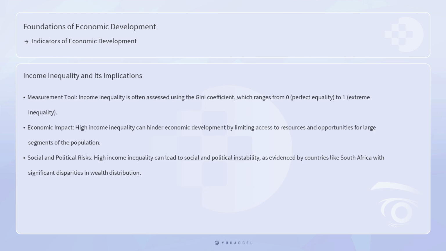Income inequality is another important measure, often assessed using the Gini coefficient. The Gini coefficient ranges from 0 to 1, with 0 representing perfect equality and 1 indicating extreme inequality. High income inequality can hinder economic development by limiting access to resources and opportunities for large segments of the population. It can also lead to social and political instability. For example, South Africa has one of the highest Gini coefficients in the world, reflecting significant disparities in wealth distribution despite being one of Africa's largest economies.